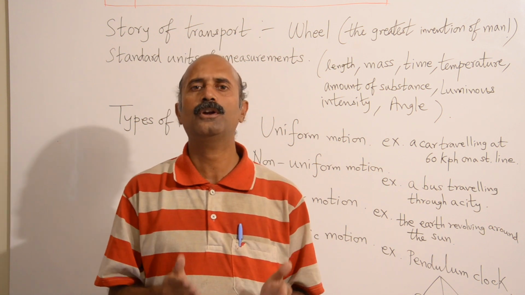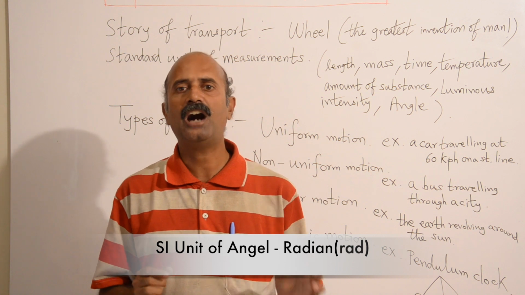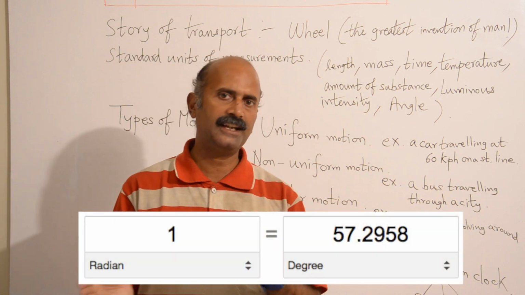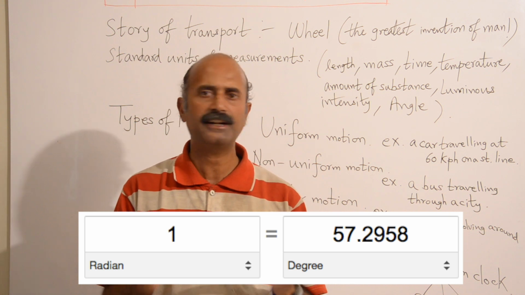The international system unit of angle is radian, R-A-D-I-A-N. You can also measure them in degrees. So degrees and radians can be interconverted into each other.